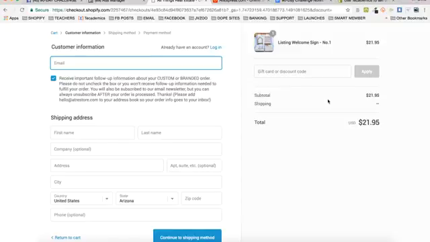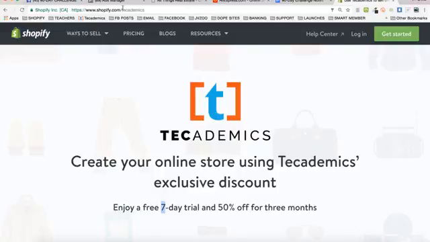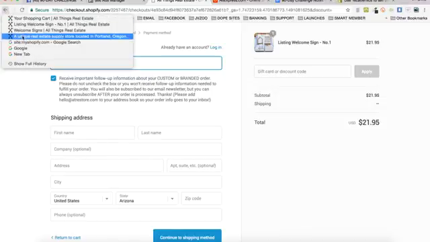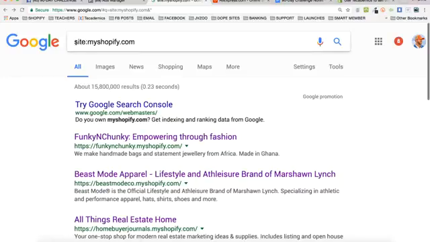So all of these sites use the same platform. That platform is called Shopify. And Shopify, again, you go to shopify.com/techademics, and you're going to get 7 days for free and then 50% off for your first 3 months. You're going to choose the $79 a month plan because that is the plan we're going to be teaching through this 90-day journey. And to find all these sites, you just go to Google and you do site:/myshopify.com and you can find these stores.